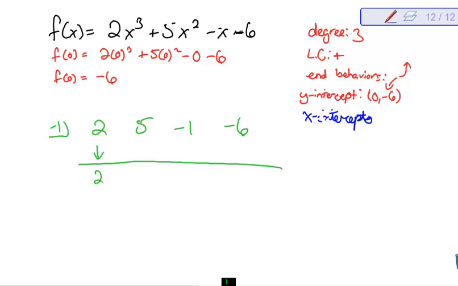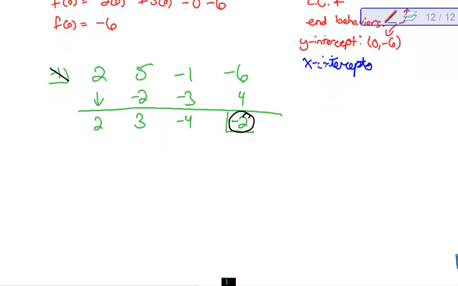Remember that 2 drops straight down. 2 times negative 1 is negative 2. 5 minus 2 is 3. 3 times negative 1 is negative 3. Negative 1 plus a negative 3 is a negative 4. 4 times negative 1 is 4. Negative 2 plus 4 is negative 2. Okay, I don't have a remainder of 0 here, so negative 1 is not a 0. It means I need to try something else.